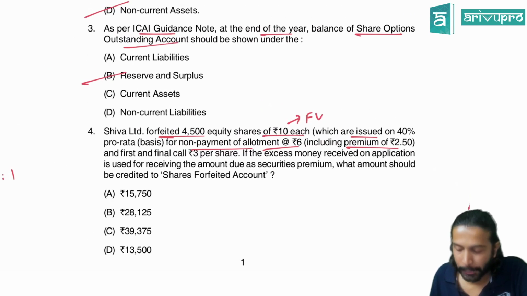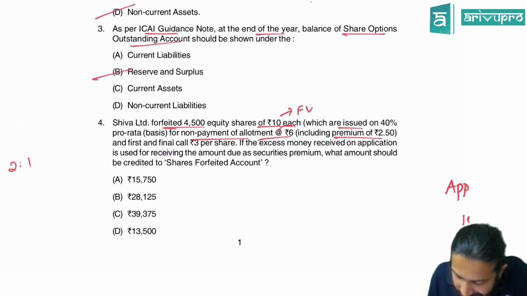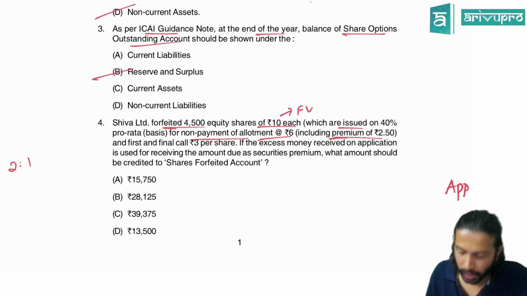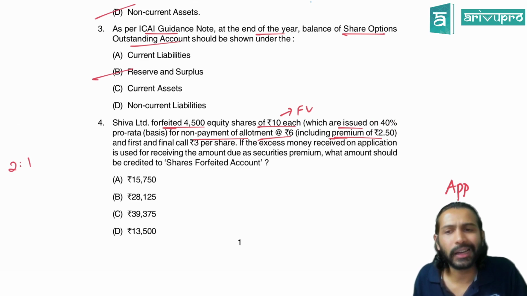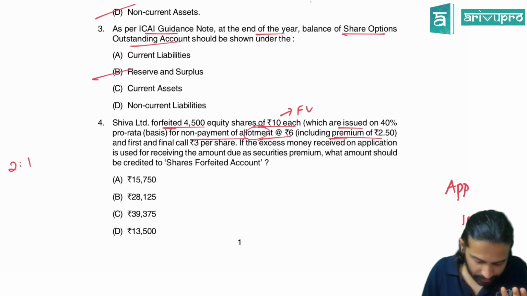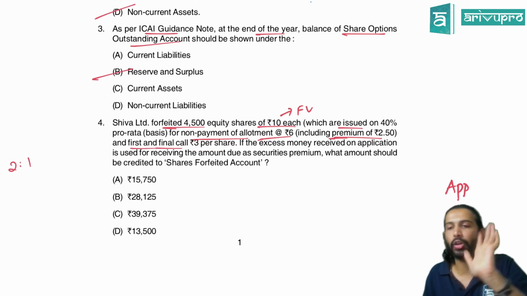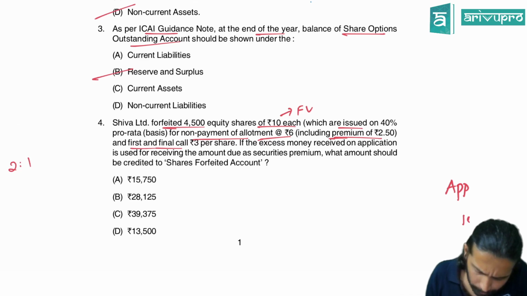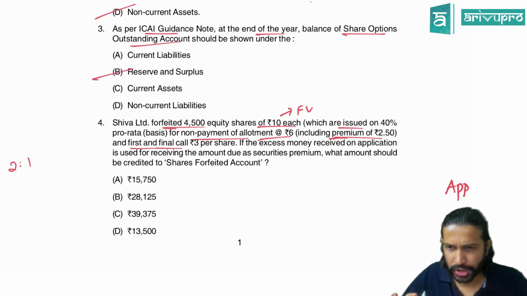So here, why did the forfeiture happen? Because some shareholders did not pay allotment money of 6 rupees, and this 6 includes a premium. So premium of 2.5. So the company is collecting premium. These shares are issued at premium. The company is collecting the premium at allotment stage. How much premium? 2.5. Fine. So the shareholders did not pay the allotment money. Along with allotment money, they also did not pay first and final call money of 3 rupees. So two things they did not pay: allotment money, first and final call money. Hence, company forfeited 4,500 equity shares. Done. So far good. We are able to decode the things.